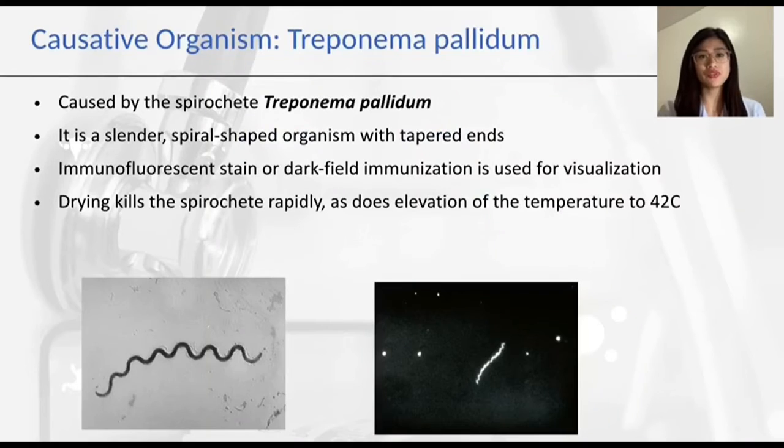The causative organism is the spirochete Treponema pallidum. It is a slender, spiral-shaped organism with tapered ends. Immunofluorescent stain or dark field microscopy is used for visualization. Drying kills the spirochete rapidly, as does elevation of the temperature to 42 degrees Celsius.